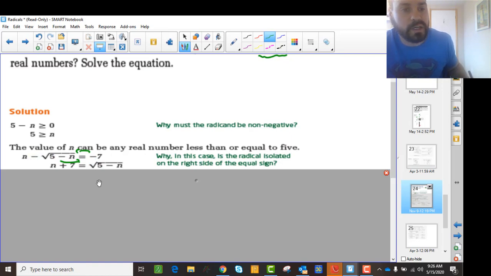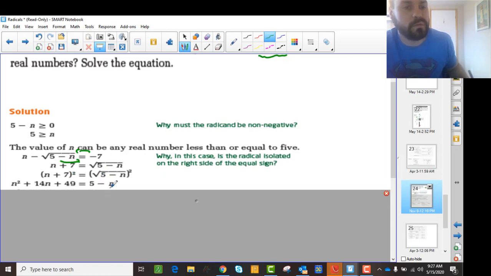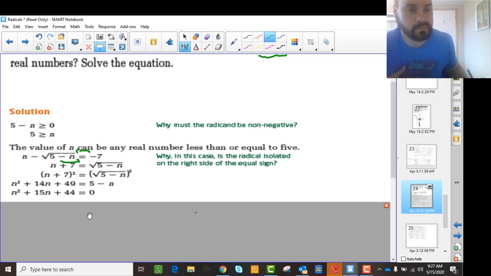Then I square both sides. So that means n plus 7 squared, and then this squared. So I get 5 minus n on the right-hand side, and n plus 7 squared is n squared plus 14n plus 49. It's a perfect square. You would have done it first semester. Then we bring everything over to one side. If I bring the n over, I'm going to get 15n and then 44. So n squared plus 15n plus 44 equals 0.